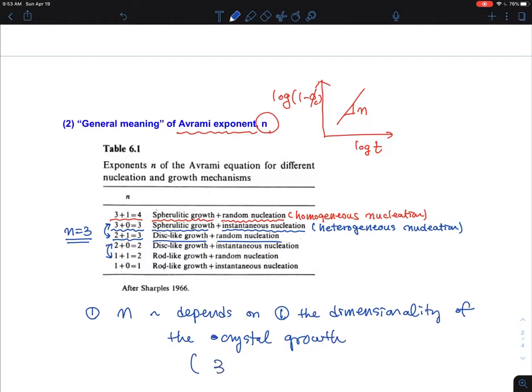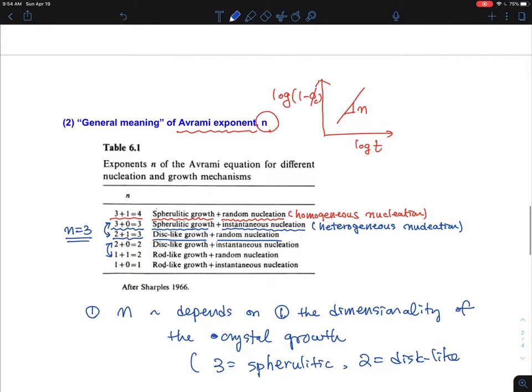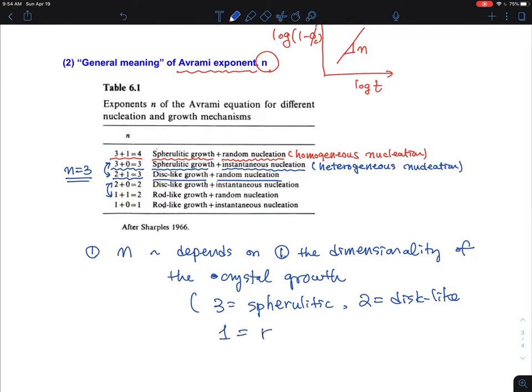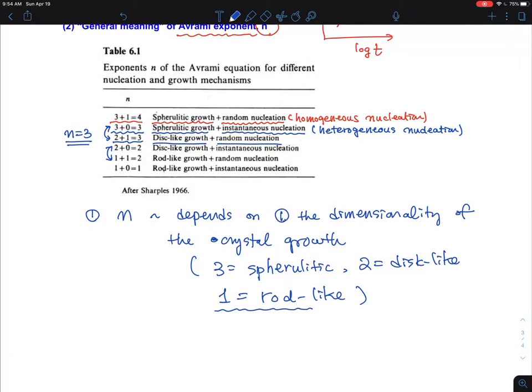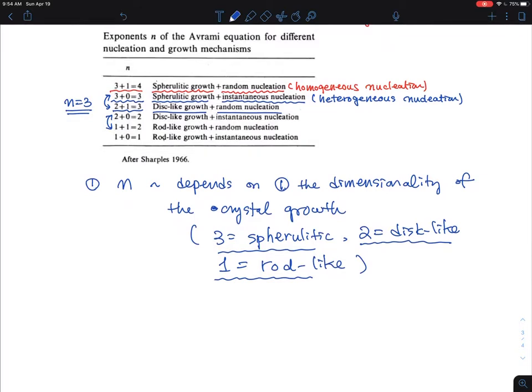Okay, so 3 is for spherulite. 2 means disc-like, and 1 means rod-like. Something that is close to rod-like crystallization, do you remember the shish kebab? That's something close to the rod-like one, but it is a combination of disc-like and rod-like. So depending on their crystal growth and however you monitor the crystallization process, this n gives that idea.